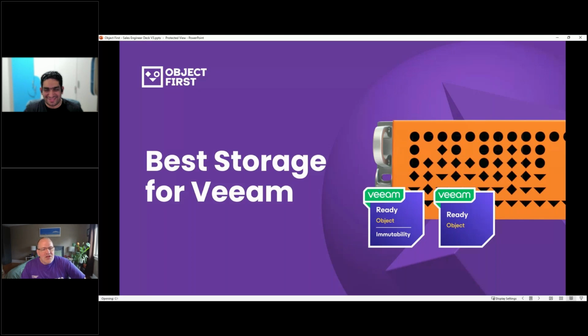I love swag. So Object First, called the best storage for Veeam, and in my opinion, that's not just a marketing thing, like the best chewing gum or something like that. And I'll explain why. A lot of this is from my own experience. So we're Veeam Ready, Object Immutability Ready, and we're Ready Object. Those are the Veeam stamps that prove that you've done tests, or they've done tests, that prove that your solution Veeam accepts. And that is very important. I'll talk about that in a second as well.